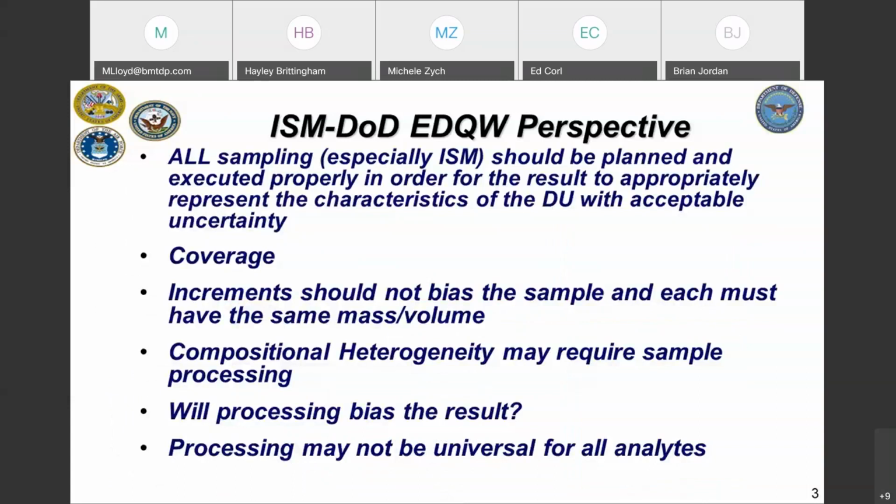You can visualize from the previous slides that I had that obviously coverage is really critical for that spatial heterogeneity. And ISM generally is really good at this and typically requires about 30 to 50 or maybe even more increments. And you know, coverage is probably, in my opinion, one of the largest benefits really of using incremental sampling. But it's also important, and Haley talked about this, it's really important that all the increments have the same volume, right? And that they do not potentially bias the end result.